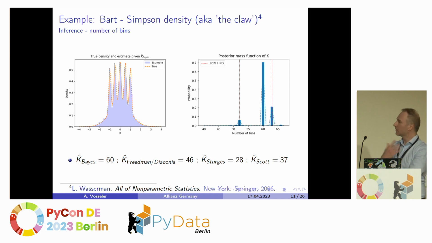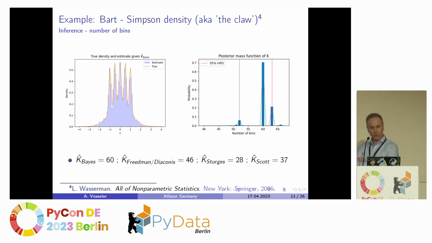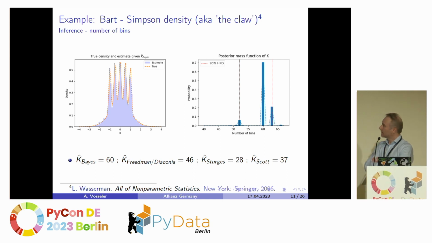So we take some random draws from this, estimate, so to say, the number of bins, and then compute the histogram. And on the right-hand side, you can see the posterior mass function of the number of bins alongside with the credible interval, the 95% highest posterior density interval. And what we term here as k-hat base is the maximum a posteriori estimate. And for comparison, we show some other, let's say, frequentist estimates.